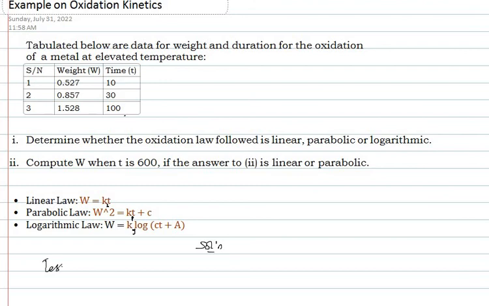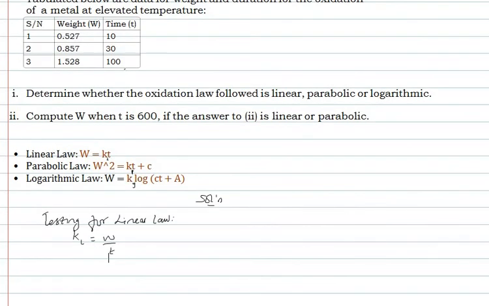So, testing for linear law. We will say, okay, our KL is equal to W over T, right? So we'll take two sets of values and calculate their value of KL. If they both give us the same value based on the formula of linear law, it simply means that the set of values follows the linear law. So let's see. For the first one, let's say A, we can take the first run and the third run.